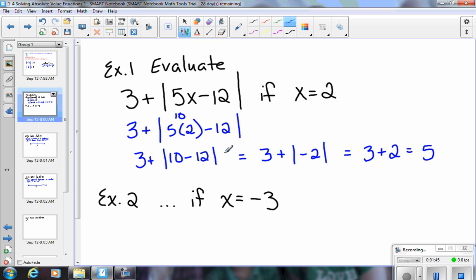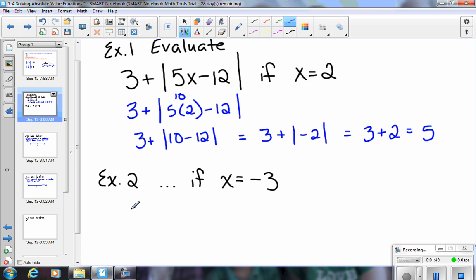Let's take a look at the same problem, except now we'll let x equal -3. So we have 3 plus the absolute value of 5 times -3 minus 12. Evaluating here, we get a -15. 5 times -3. So now we have -15 minus 12. You might want to change this to adding the opposite. It's your preference if you prefer to think of it that way.